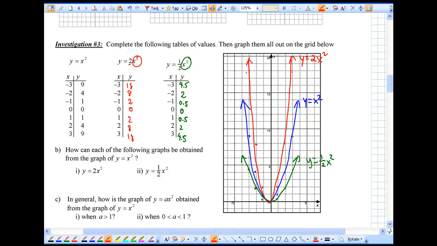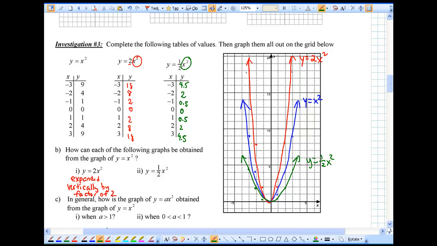And now, after seeing these pictures, answer parts B and C. How can each of the following graphs be obtained from the graph of y equals x squared? Notice y equals 2x squared seems to be expanded vertically by a factor of 2, since all the y values got multiplied by 2.